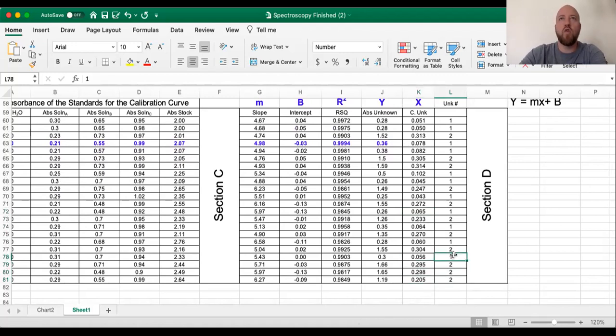Because when you are reporting, I give you one sample and I want to know what its concentration is. So unknown number one, its concentration is X. Unknown number two's concentration is Y. Well, I shouldn't say X and Y because X and Y are right here. So I would say unknown number one's concentration is A, unknown sample number two's concentration is B. So they have individual values that you're going to report.